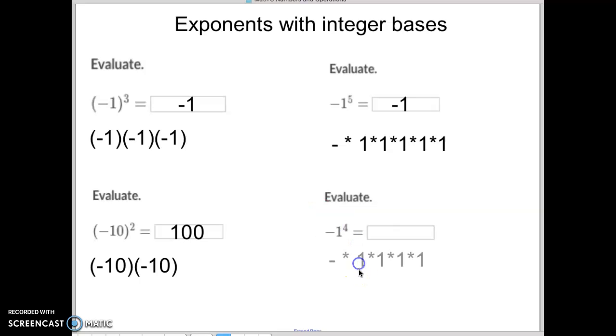Again, writing this out longhand, we have that one negative, and then we have 1 to the fourth power, or a total of 4 ones. So 1 times 1 times 1 times 1 is 1, and then times that negative, it is -1. So you'll notice that if you're to an odd power or an even power without the parentheses, your answer will still be the negative right there.